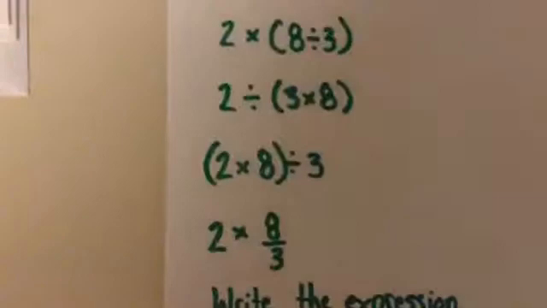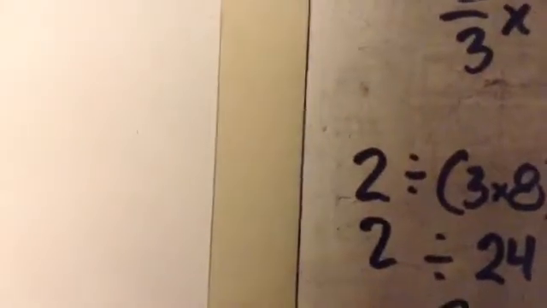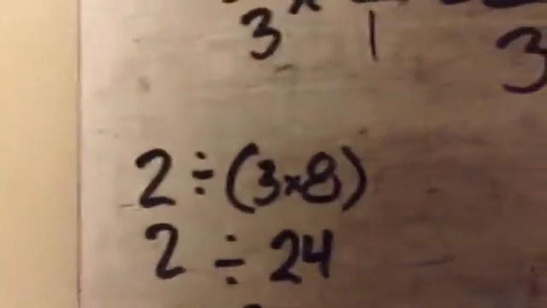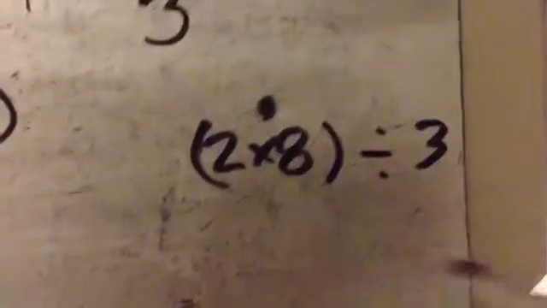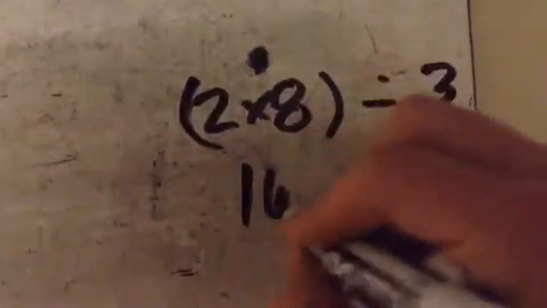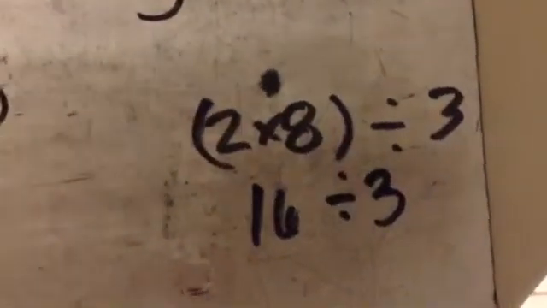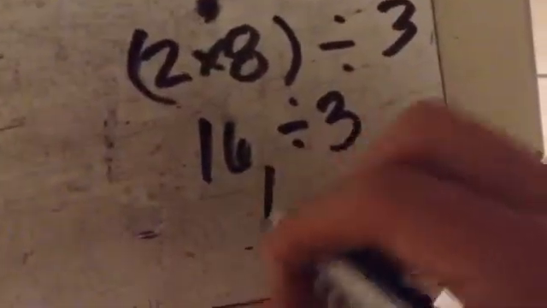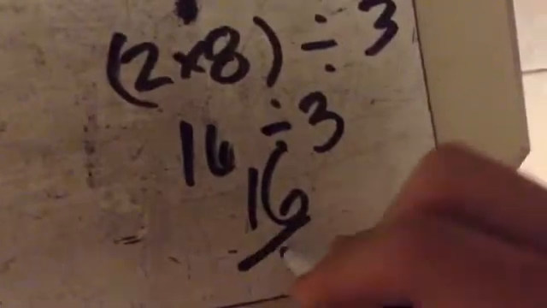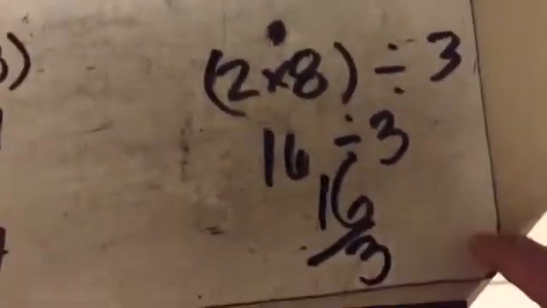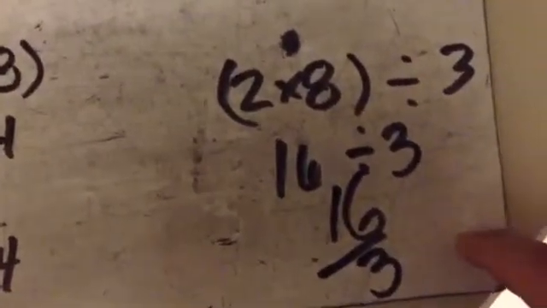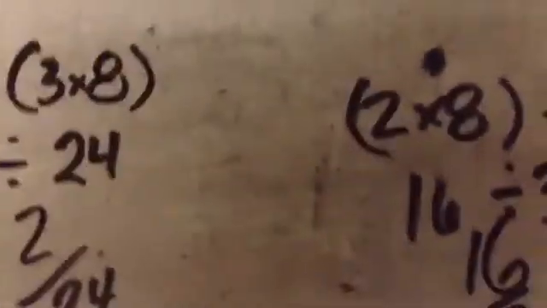Alright, let's just hop right over to our third example here, which is 2 times 8 in parentheses divided by 3. 2 times 8, 16, because it's inside the parentheses. Then do my division. 16 divided by 3 would be 16/3. Same thing. Not necessarily to divide it out. All I have to do is recognize that these two expressions are the same thing.